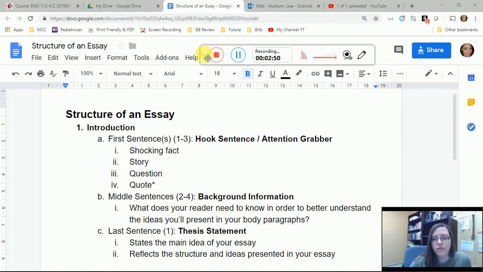Some things you can do for that hook sentence or attention grabber is provide a shocking fact. I think that a shocking fact or statistic works really well in maybe an argumentative essay or an informative essay, something that might not be the personal narrative. Although if there's something surprising that your personal narrative is going to cover, you could always put that in your introduction. You could even start with a story. Now, your personal narrative, of course, narrative is a story, so you are likely to already want to start with a story, and I think that would work just fine here.